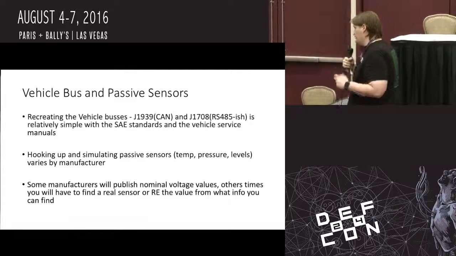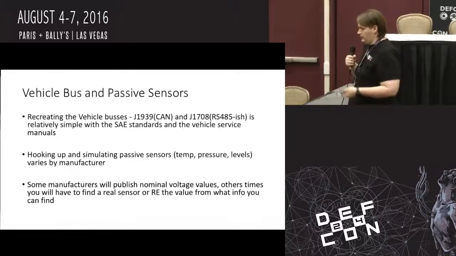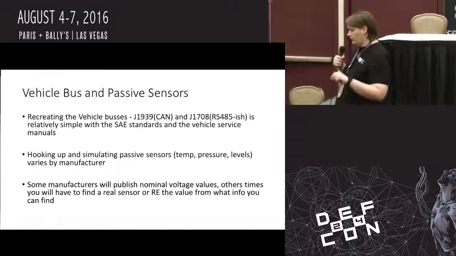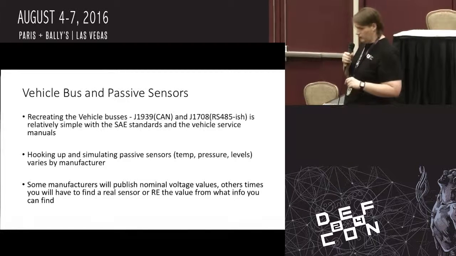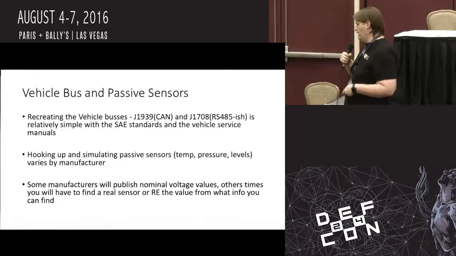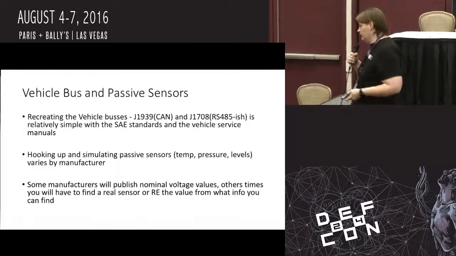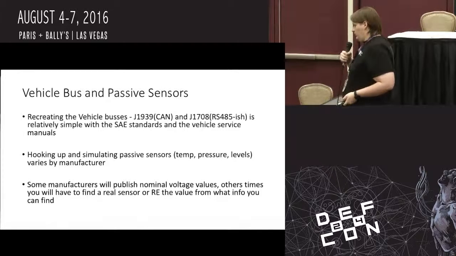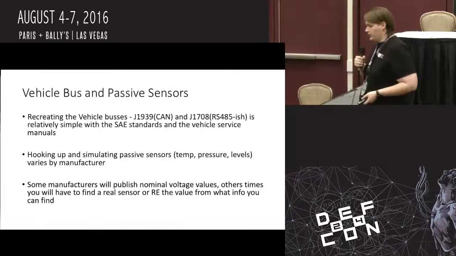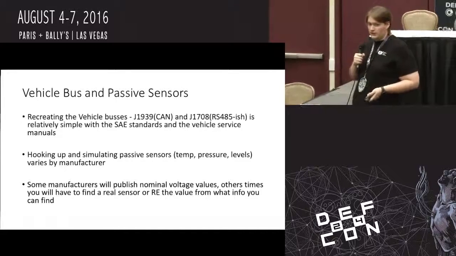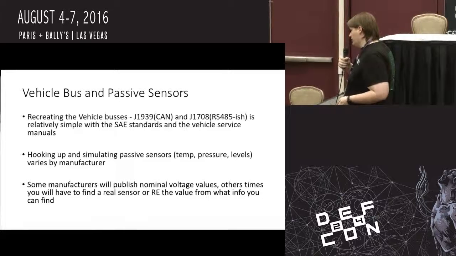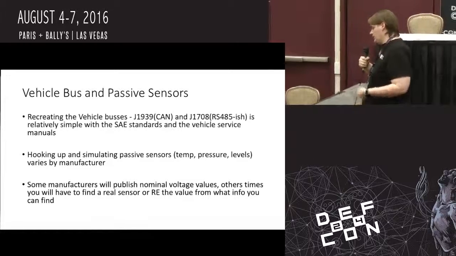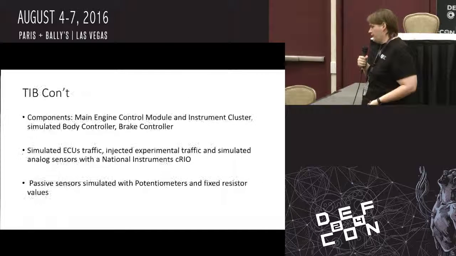We had to hook up and simulate passive sensors, which were just resistors and potentiometers and things like that, so that we could set the oil pressure to a value where the ECM didn't think it was having issues. And then we had to simulate some more active signals. I'll talk about that more in a minute. Some of the manufacturers publish voltage values for some of these sensors. So we were able to simulate those pretty simply by just reading the manual and hooking up the resistor values. And some of them we actually had to reverse engineer.